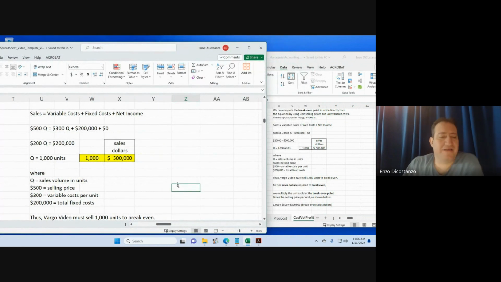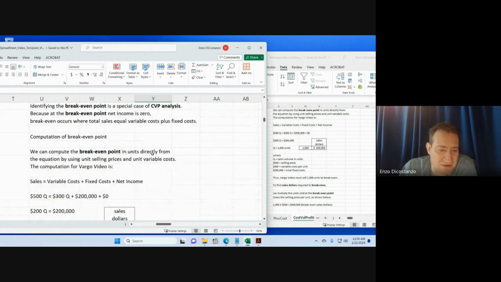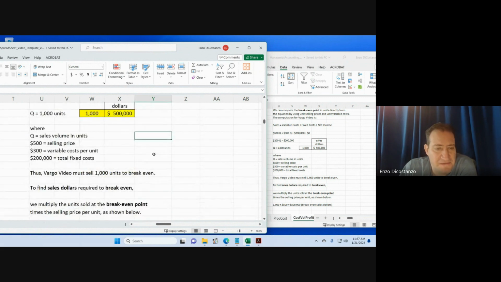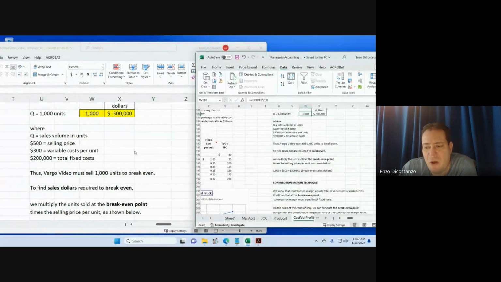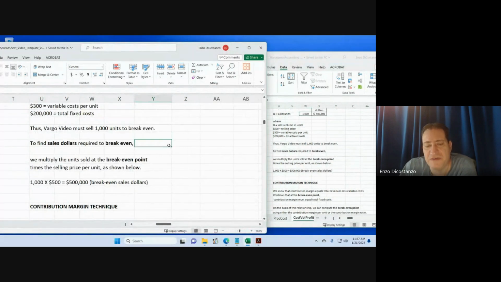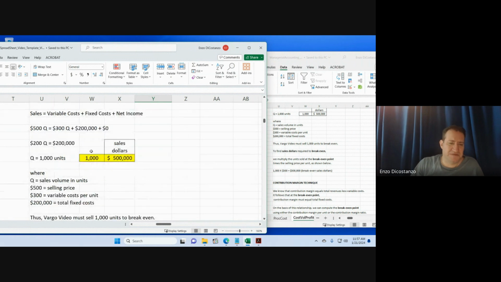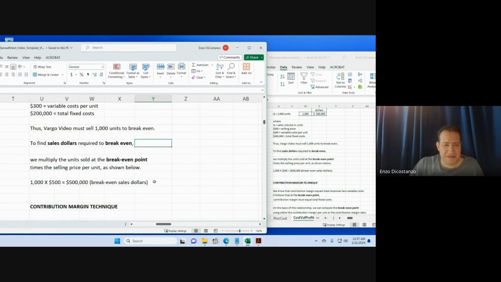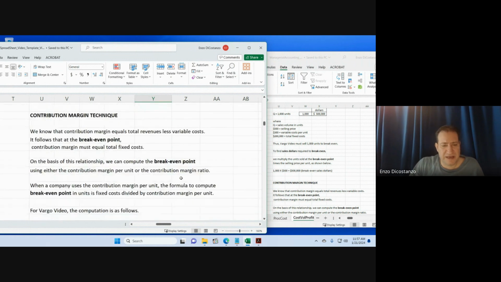Then you have a very physicsy calculus version of this where you label everything: selling price, variable costs, and you should be able to think like this. This is a model, folks. This will help you, and it will spill out in all of your conversations. If you're good at this, it'll be very obvious to people. We just did the formula here: 1,000 times 500 is the break-even sales dollars. Okay, we looked at that.